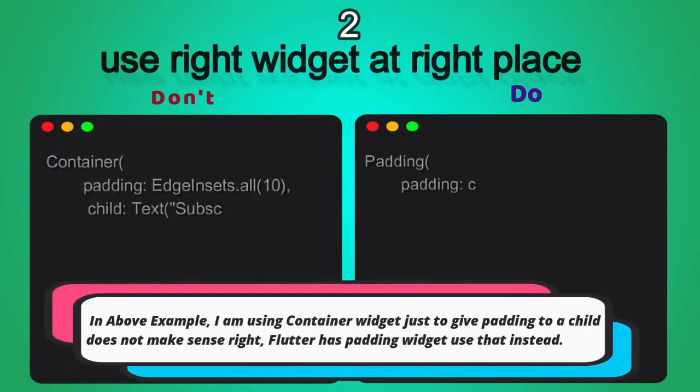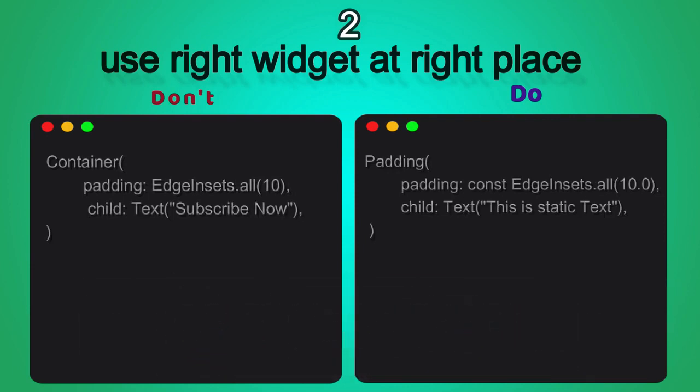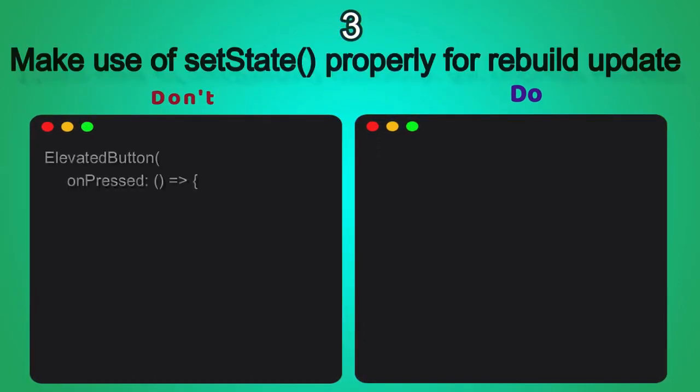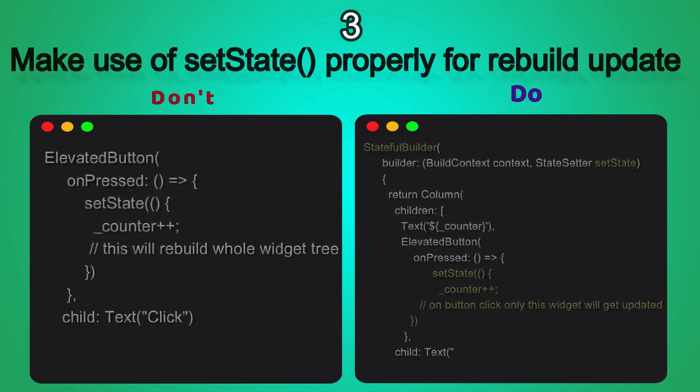For example, just to give padding, using a container is not right, so Flutter provides us a Padding widget to do the same. Then the third, use the setState property the right way. Instead of simply calling setState to update a single widget, use a StatefulBuilder widget, which has its own setState by which only that portion will get updated.